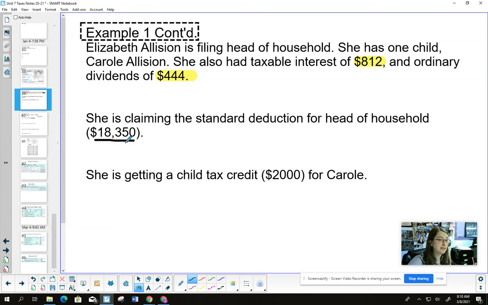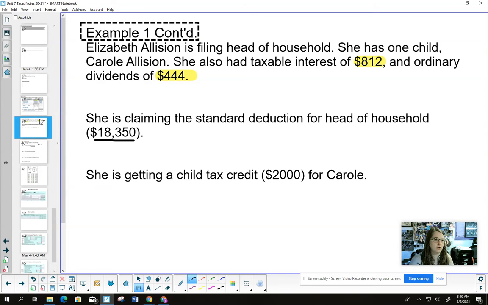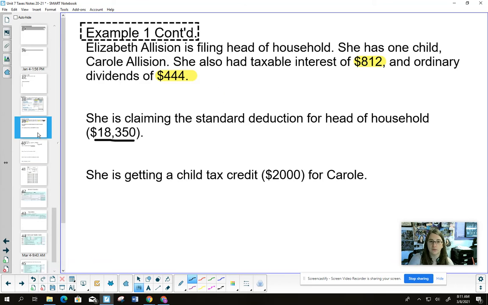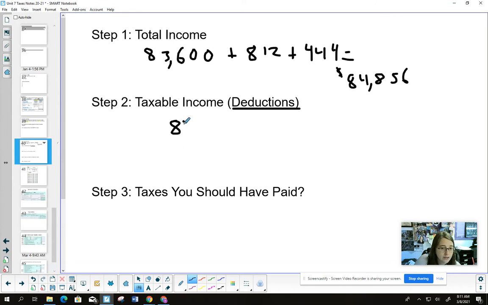Now, what that means is the government is going to pretend she didn't make that much money. She made more than that, so she's going to get taxed on the rest, but she's not going to get taxed on that. So what should we do then to find her taxable income if she's doing the standard deduction of $18,350? We should subtract, right? Here is her actual income, but not all of that's going to get taxed because she's filing head of household. Remember that head of household means single with a child.